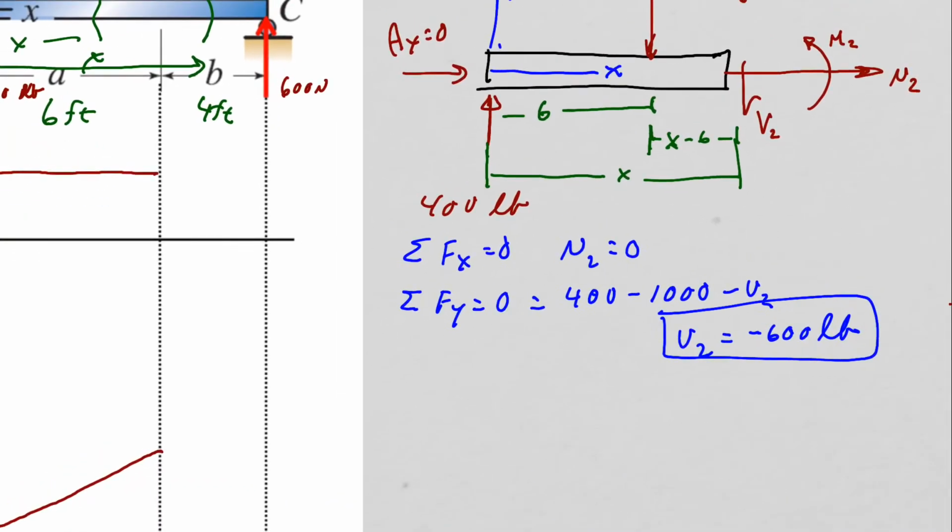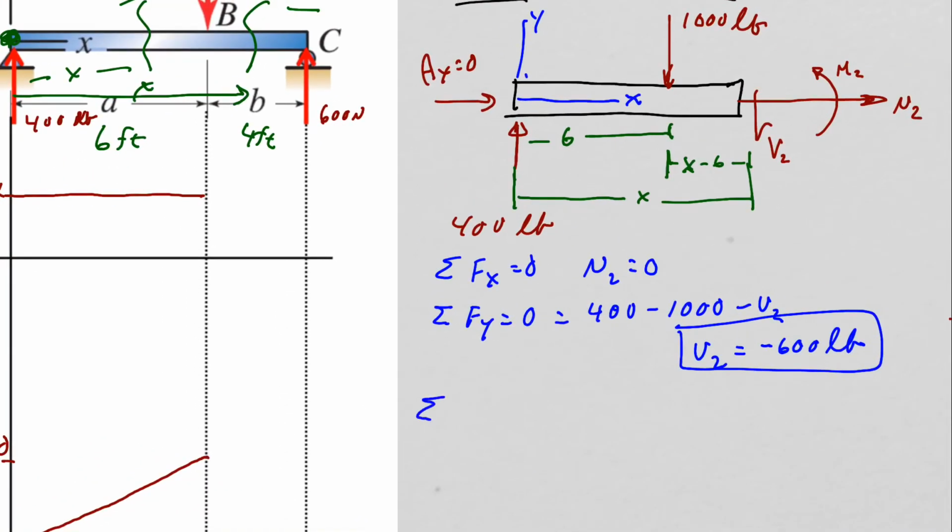Last is to do a moment, and let's sum moments at cut 2 again. If I have that, I have the 400 pounds making a negative moment, 400 times X. I have the 1,000 pounds times X minus 6 causing the moment around this cut, plus M2. We can now solve for M2.